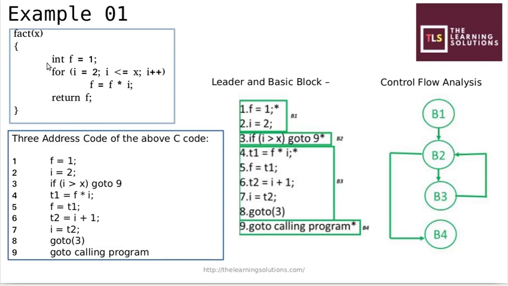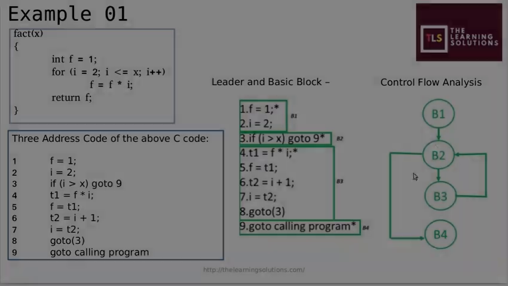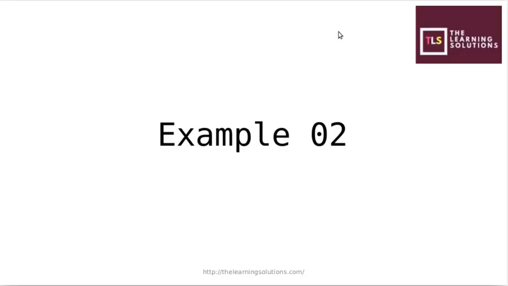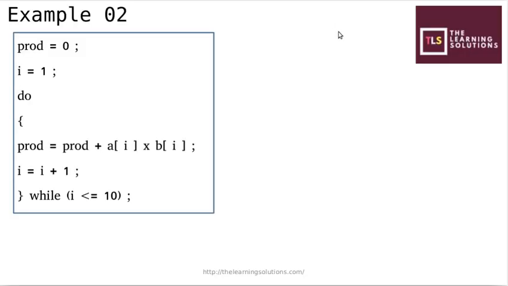The function block is given to you. Generate the 3 address code for it, and after that describe the block structure, determine the block structure. Now let us see the second example. In the second example, one code is given to you. This is the source program.